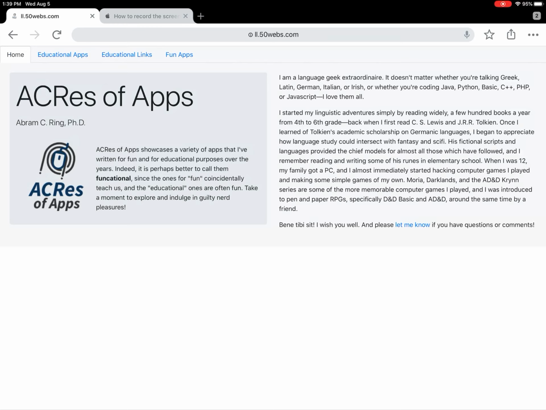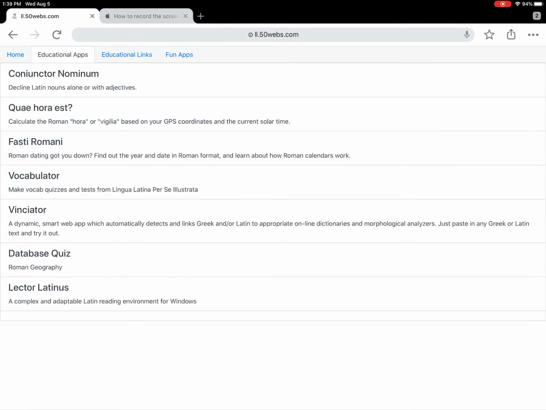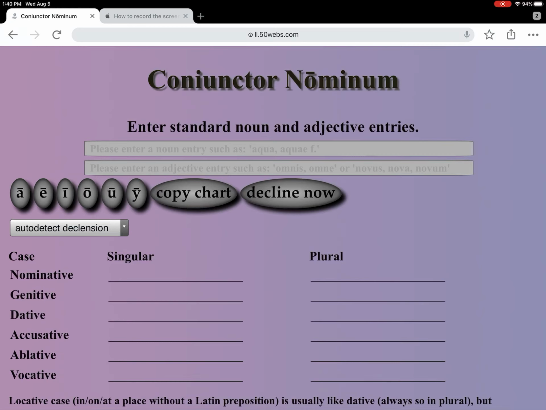Alright, so this is my website, ll.50webs.com. LL was from Lector Latinus, an old program that I designed many years ago. You can see some of the programs I designed here, but today, since we're talking about declining Latin nouns, we're going to use the first one listed under educational apps, Coniunctor Nominum, which means sort of a joiner of nouns, of names, right? So it joins the endings together with them.